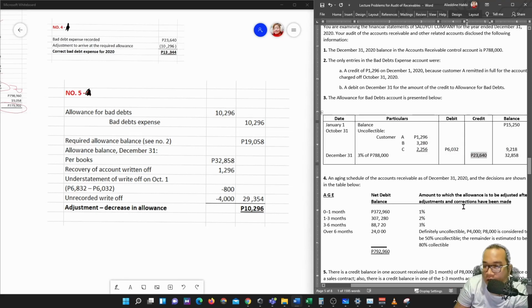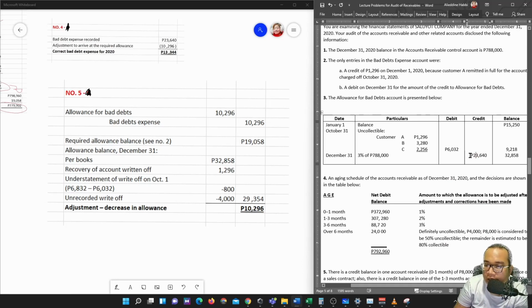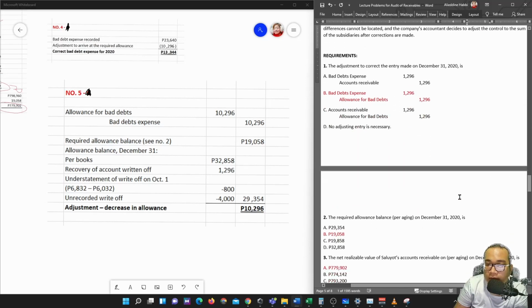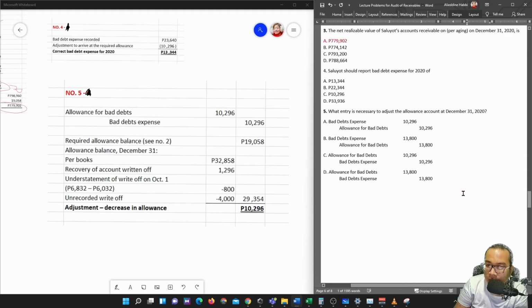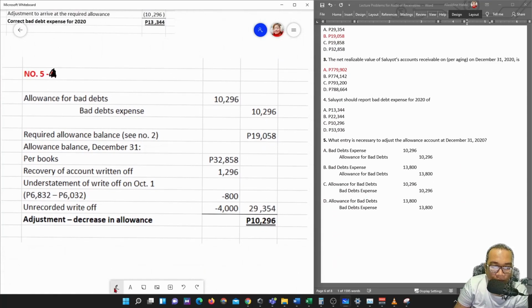Yeah? Kaso, nalaman mo, di ba? Maraming adjustments. So, alam mong hindi yan yung totoong balance ng bad debts mo. So, with that, punta tayo sa number 5. Sa number 5, wag mo nang pansinin tong nasa taas. Dito tayo sa problem. Yung required allowance balance, na-solve natin kanina, yung sa aging, is 19,058.